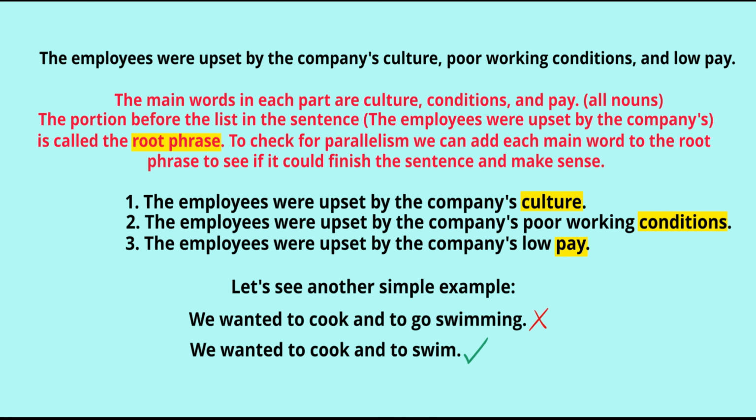So how do we correct it? We can say, we wanted to cook and to swim. Cook is the verb, swim is the verb, and it is parallel, right?